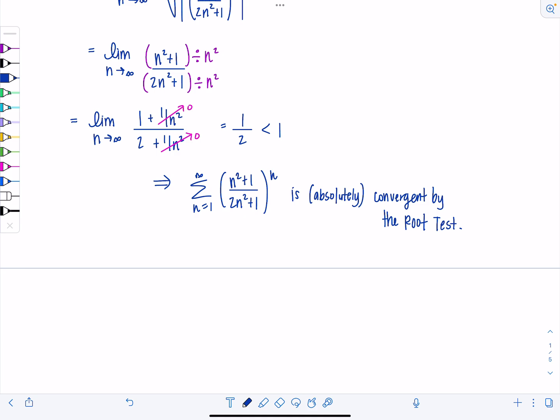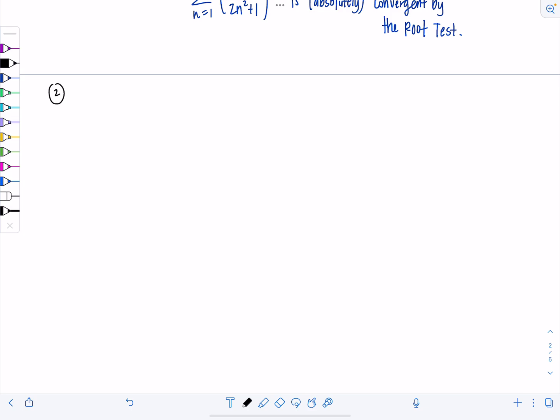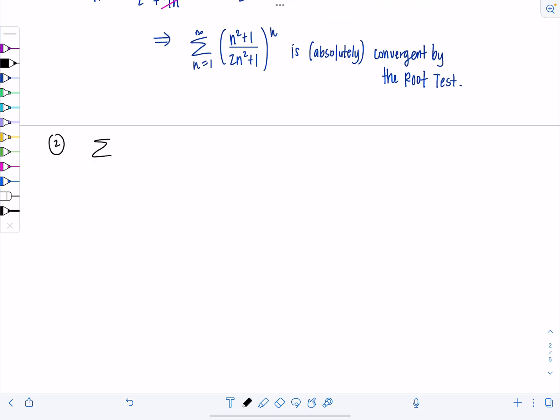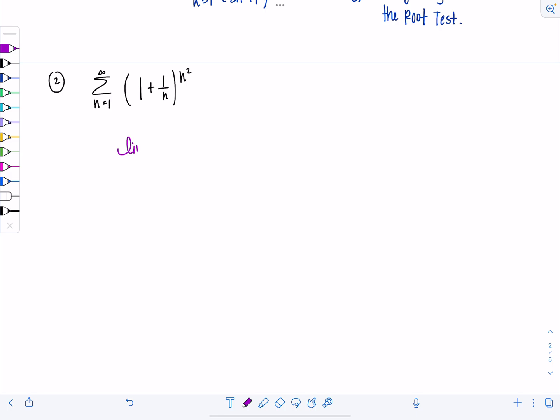So here we go. Now we're going to get into the good stuff. Example number 2. We've got here the sum, n equals 1 to infinity, of (1 plus 1 over n) raised to the n squared. Okay, so remember, we're going to look at the limit as n approaches infinity of the nth root of the absolute value of (1 plus 1 over n) to the n squared. And again, I don't need the absolute value. The only terms in here that are variables are n. They're going to infinity. They're starting at 1. They're not negative.